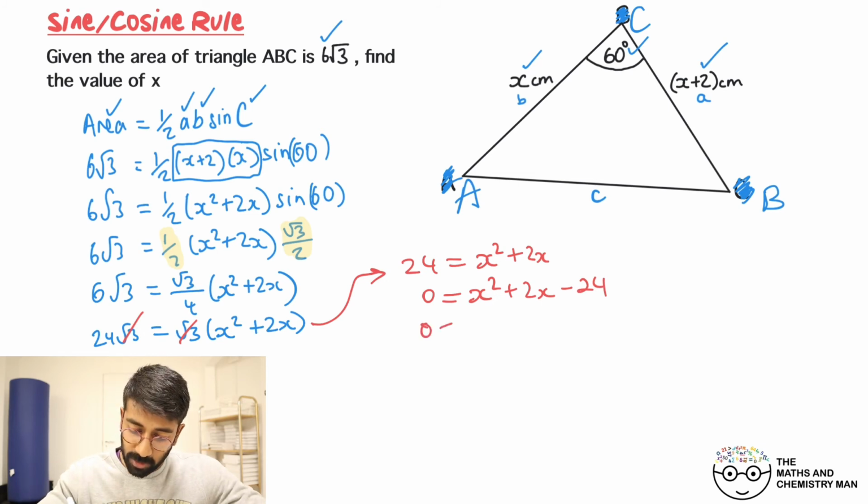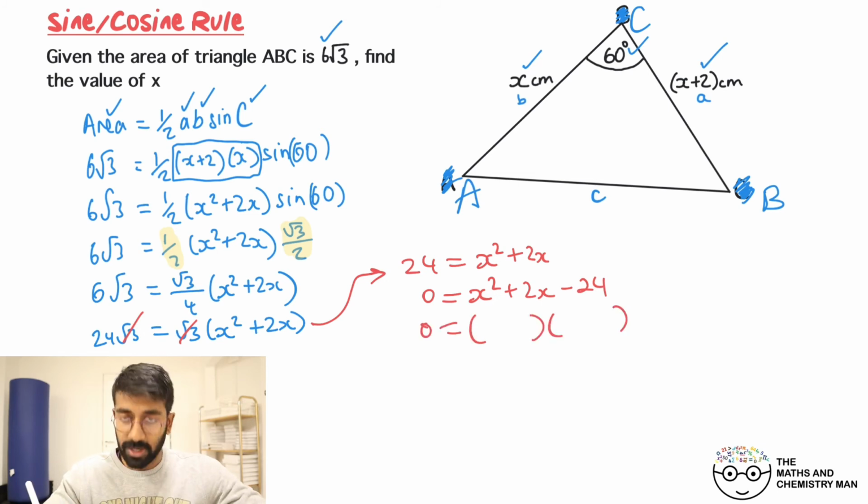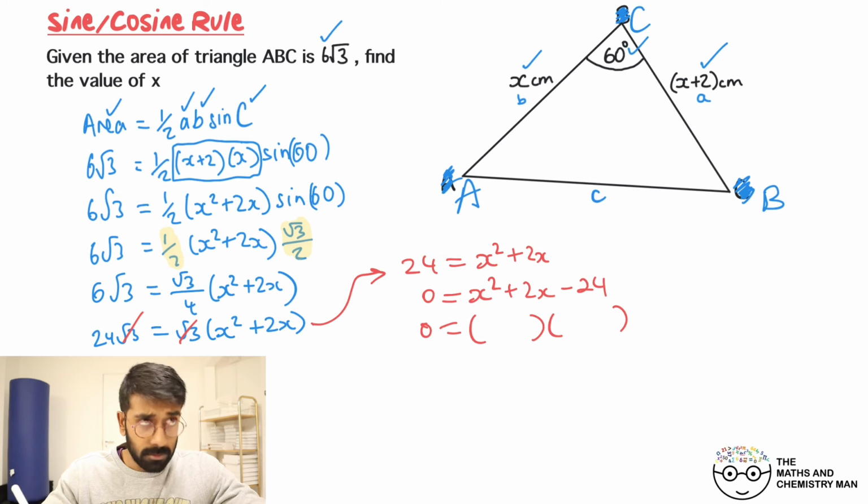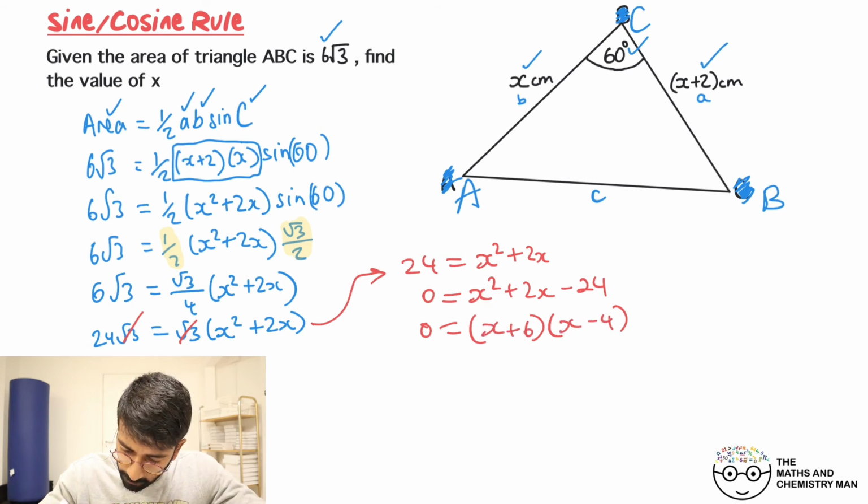Perfect. I think this one factorizes, right? You've got a few options. You can factorize, you can complete the square, or you can use the quadratic formula. This is a nice easy one, so I think we're just going to factorize it. 24, 6 and 4, right? So that's going to be plus 6 and minus 4. And so what does that give us? That's going to give us x is minus 6 and x is equal to 4.